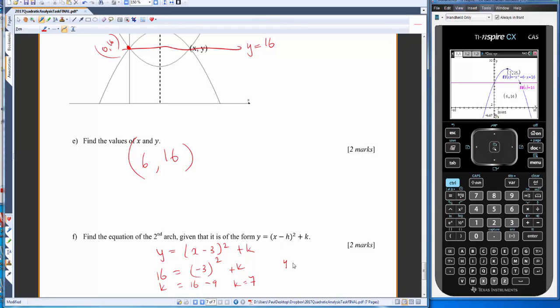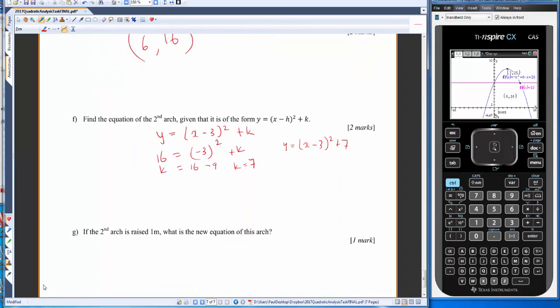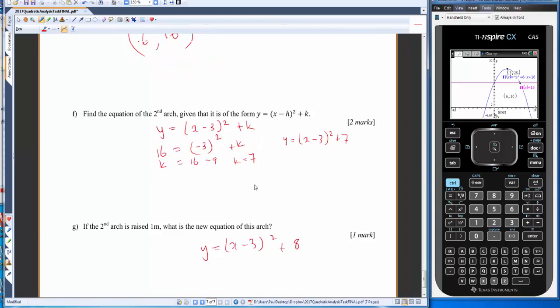So our equation is y equals x take 3 squared plus 7. Alright, if the second arch is raised 1 meter, what's the new equation of this arch? Well, originally it was that equation. We need to send it up 1 more unit, which means that's plus 8. So our new equation will be y equals x take 3 squared plus 8. That addition of 1 there will just vertically translate it 1 unit up. And that's the end of the paper.